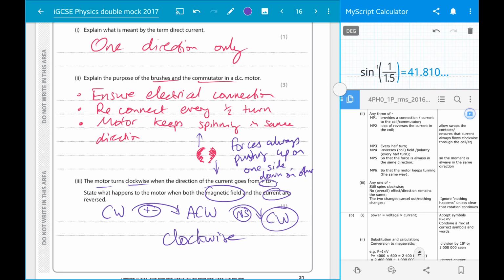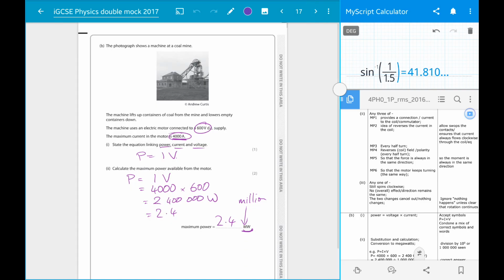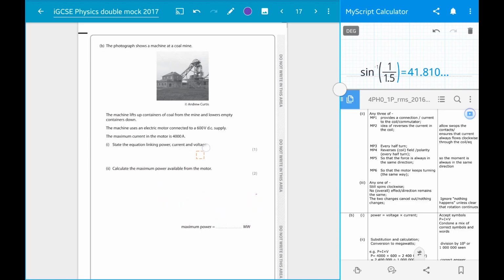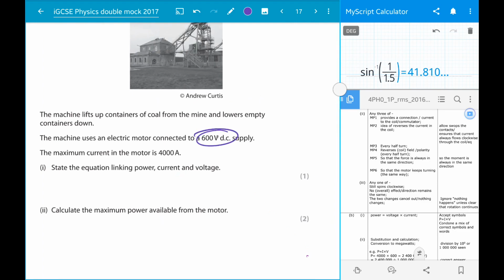The next question, part B, again, sorry that I've already put the answers in here. The photo shows a machine at a coal mine. The machine lifts up containers of coal from the mine and lowers the containers down. The machine uses an electric motor connected to a 600 volt DC supply. Make sure you circle all your numbers, 600 volt.